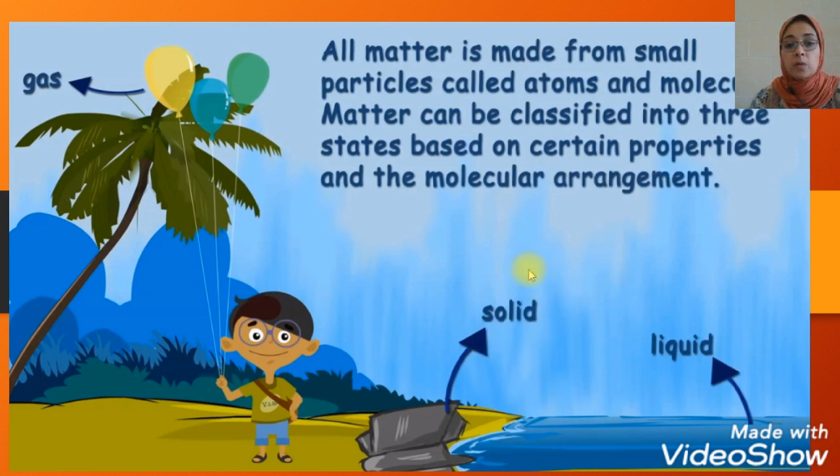When we talk about solids, the arrangement of the molecules inside solids differs from the arrangement inside the liquid state, and differs from the molecular arrangement inside the gas state. So one more time, all matter is made from small particles called atoms and molecules. We can't see atoms and molecules with the naked eye, but we can differentiate between the three states of matter by the arrangement of the molecules inside each of them.